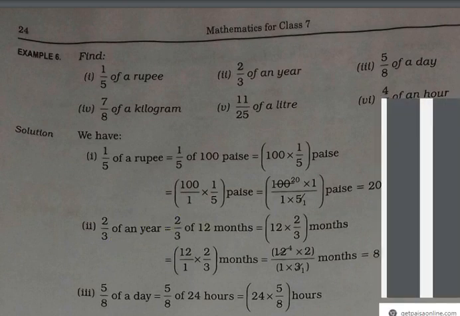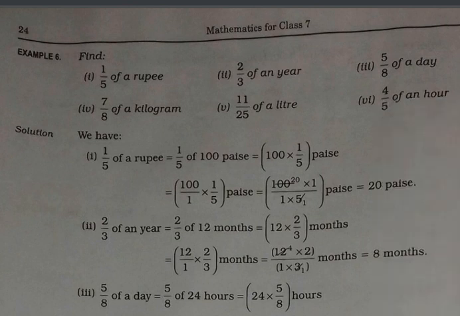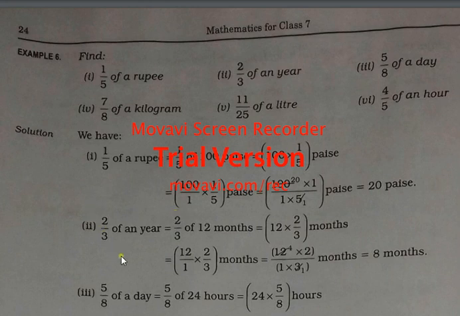If you see question number 2, 2 by 3 of a year. In a year, how many days are there? 365 days and 6 hours. We read in science 365 1 by 4 days. But here it has been converted into months. Of course, you can convert it into months or into days according to your wish. But here it has been converted into months. So how many months are there in a year? 12. So it has been written 2 by 3 of 12 months.